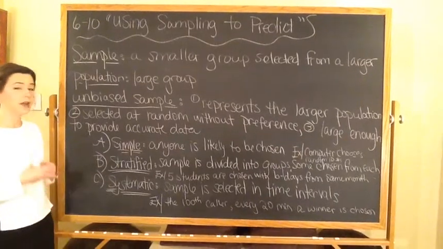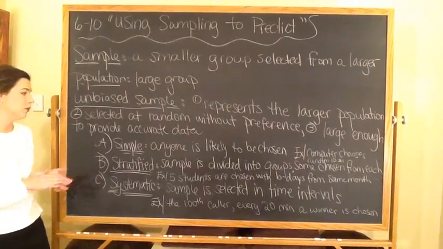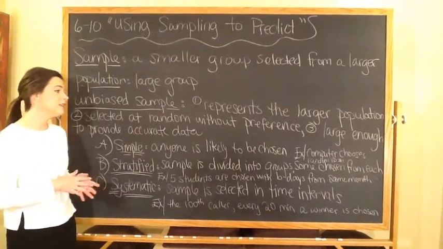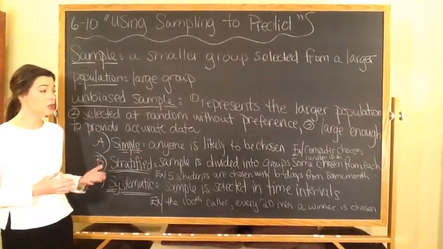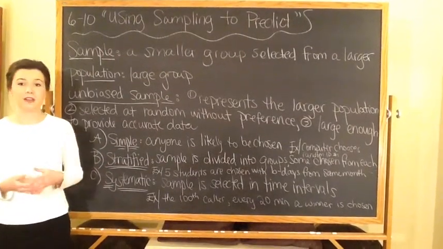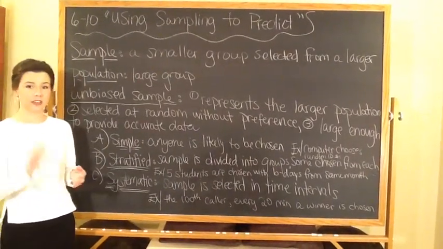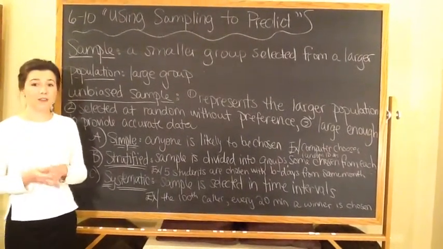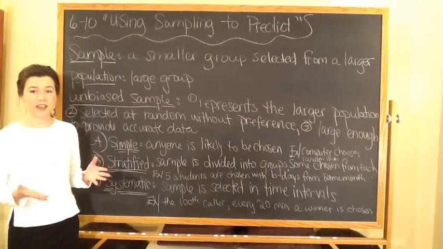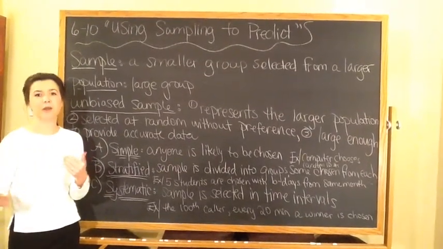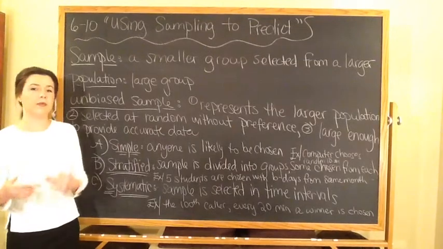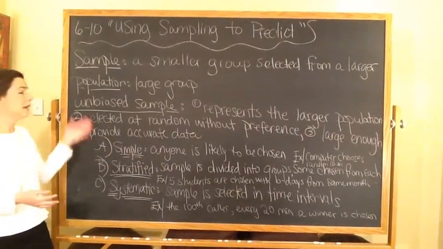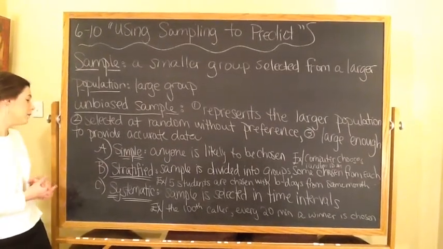So let's start with the simple unbiased sample. It's anyone is likely to be chosen. So it could be anybody. An example of this would be if a computer chooses random ID numbers. So literally you just said choose 30 random people, then the computer would do that. The computer has no preference of anything. If you were trying to choose 30 people yourself, you might choose certain people over others for some reason. So that would be why it would be unbiased if the computer randomly selected.